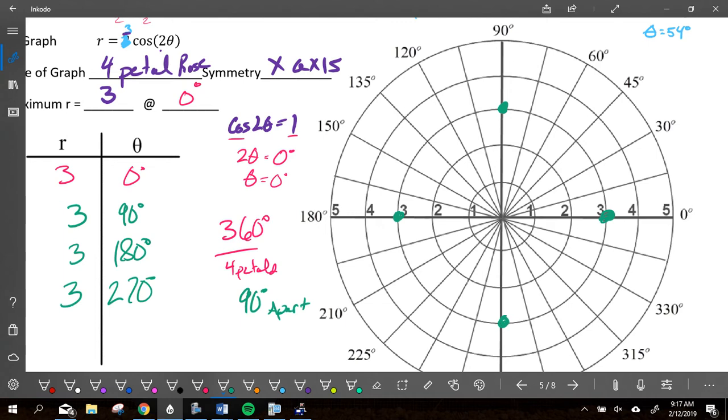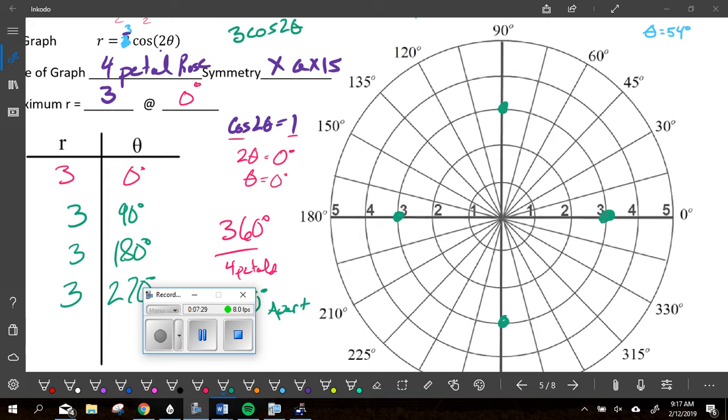Think about this question for a second. What would you get? Look at this equation. It was 3 cosine 2 theta. What would you get if you plugged in theta and made theta 45 degrees? Talk in your group. What would your radius be? Show me with your fingers.